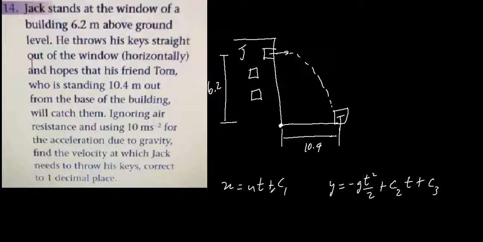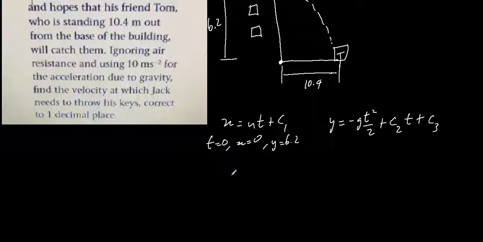So that means c1 becomes 0, because at t is equal to 0, x is equal to 0, and y is equal to 6.2. So I can write this as y is equal to 6.2. I can substitute this in as well, and this works as well. If I have x is equal to 0, 0 is equal to u times 0 plus c1. And so this becomes 0 is equal to 0 plus c1. c1 has to be equal to 0. This is the more algebraic way that you would go through this, and this is what you would probably do in an exam.